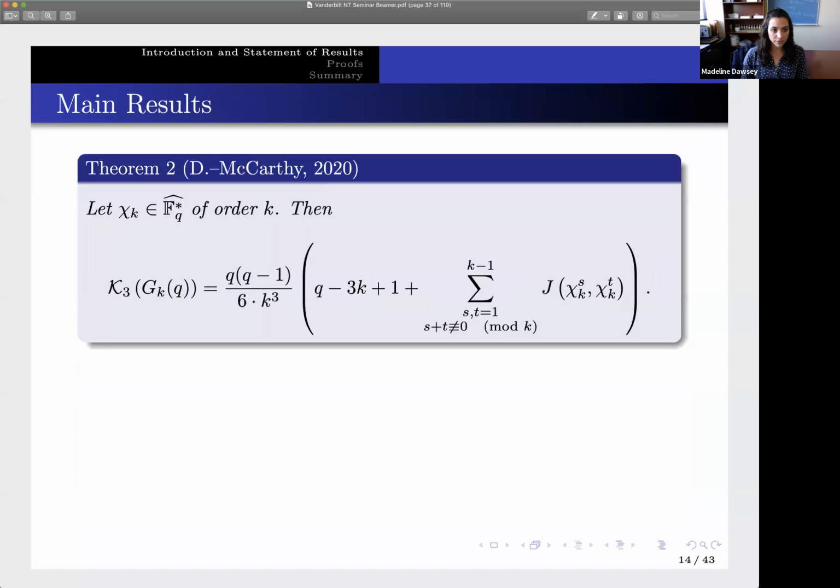Okay, then our second main result is a formula for the number of triangles in G_k(q), and it's in terms of this J function here. This is a Jacobi sum, so it's a character sum. I'll define it in a minute.